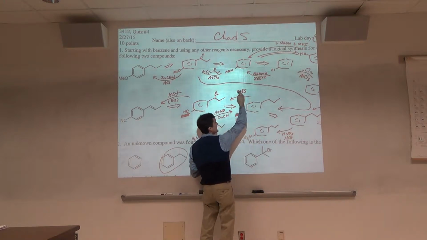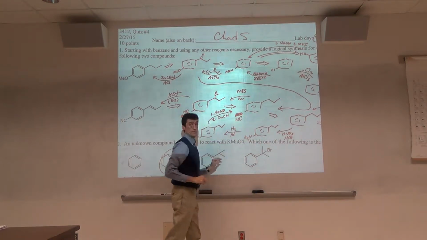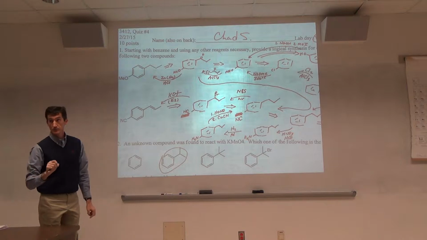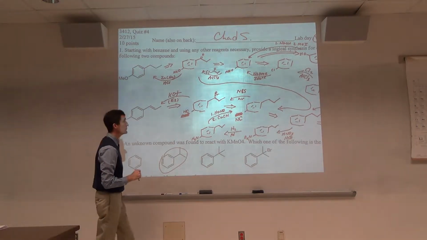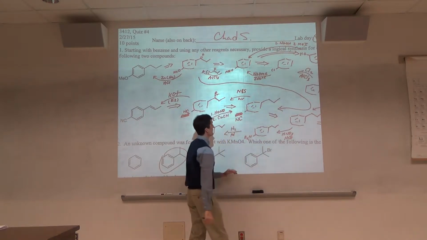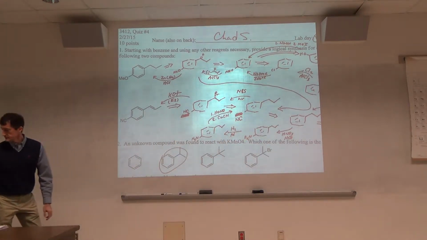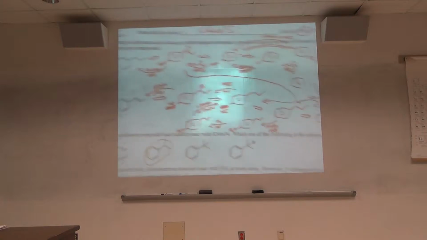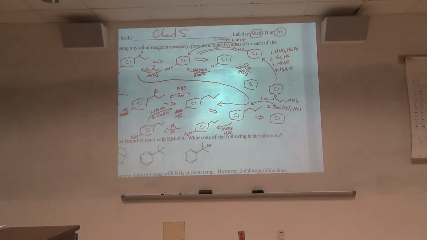From that, do NBS or bromine with light. Not a Lewis acid, but light or peroxide. That gives you a radical reaction. How do you get this on? Well, that comes from a ketone. And at this point, I realize we need much more room here. I gave enough room for one.